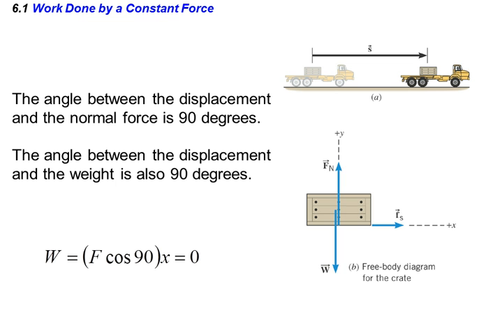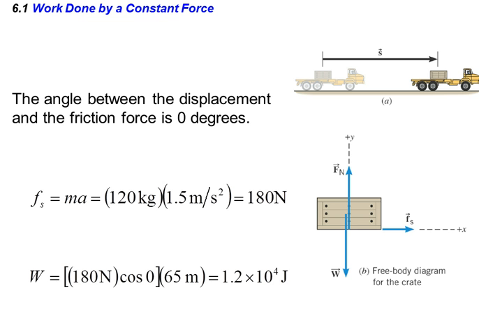The angle between the displacement and the normal force is 90 degrees. And the angle between the displacement and the weight is also 90 degrees. So therefore we know the work for both of those is going to be zero. So the normal force is doing no work on this crate, and the weight is doing no work on this crate because their forces are not in the same direction as the displacement.